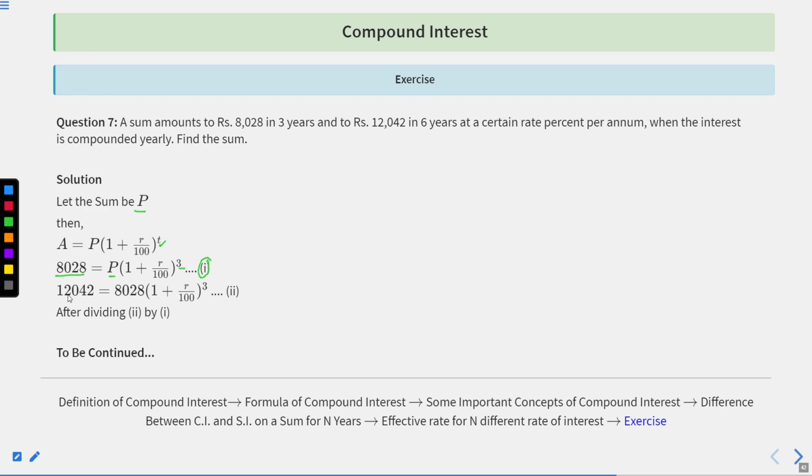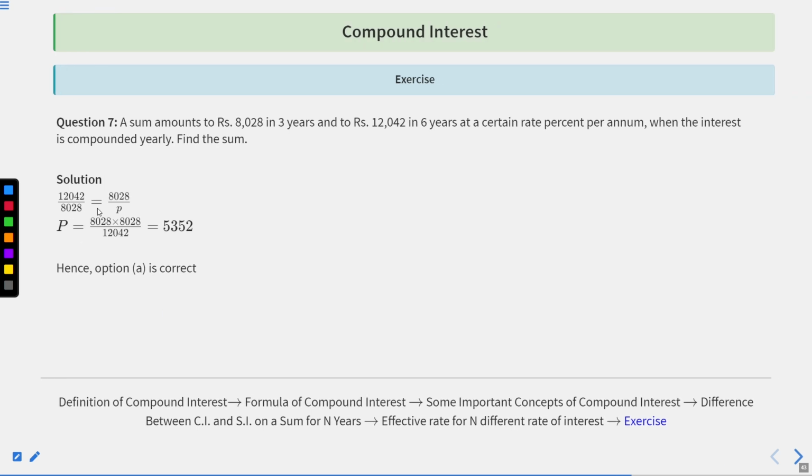So here again we have 12,042 equal to 8,028 times (1 plus R upon 100) to the power 3. This gives equation number 2. Now after dividing 2 by 1, you will have 12,042 upon 8028 is equal to 8028 upon P. And when this is simplified, you will have principal equal to 5352. So the option correct here is option A.